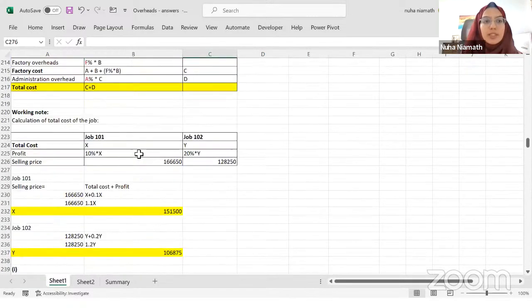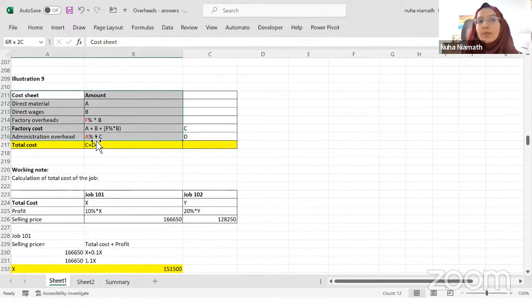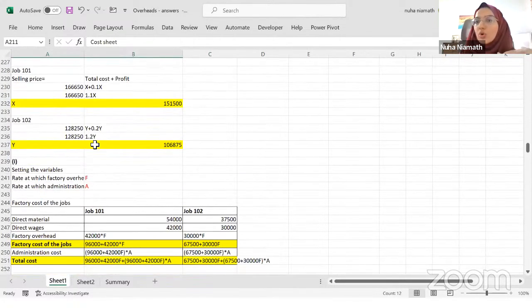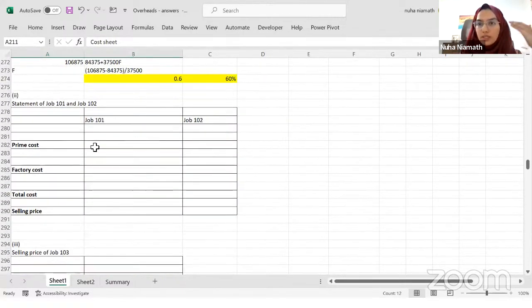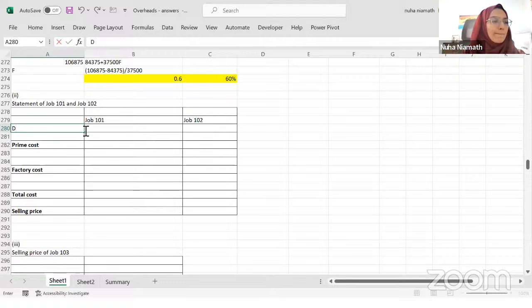Like I explained in the beginning, this is the cost sheet, correct? DM plus DW plus factory overheads. We just put all the figures that we have found out in a proper Excel format, in a statement format, and find the total selling price. We just have to put the figures. So let's begin. Direct wages. You can start filling it as well.